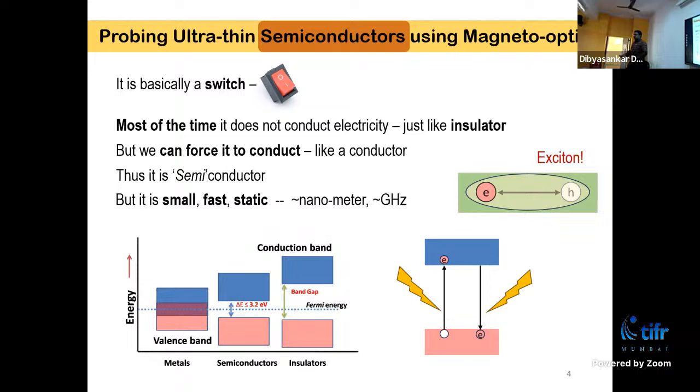And it's a dynamic process. So if I keep shining light, some electrons will get generated, will form excitons, and then they will recombine. But on average, there will always be some excitons available in the system.